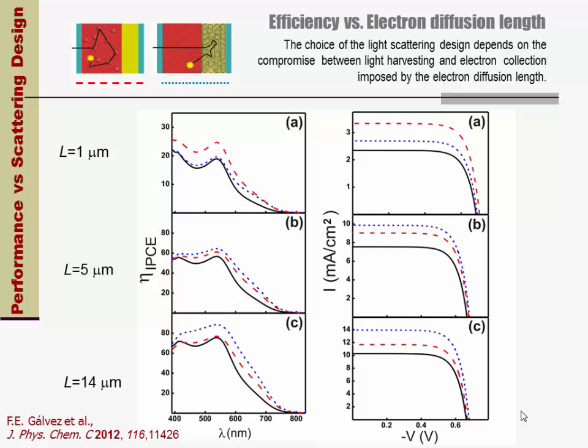However, if I have larger electron diffusion length, the right optical design is this one. In the field of light-sensitized solar cells, the electron diffusion lengths are larger than this one. So in principle, it doesn't matter. It's always this one, the best one. It has always been, but not for all light-sensitized solar cells.